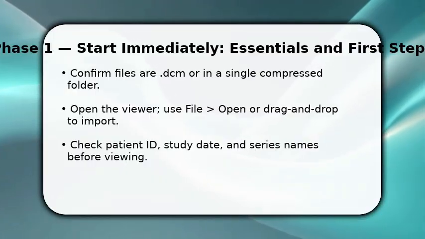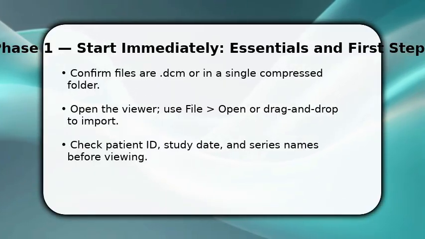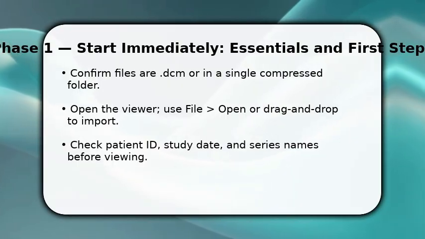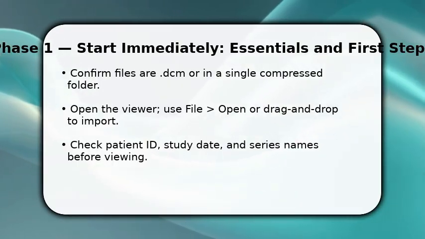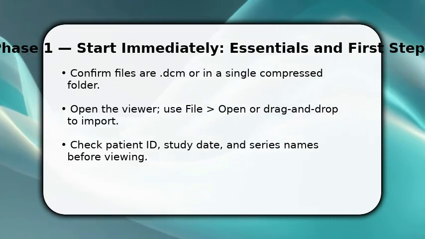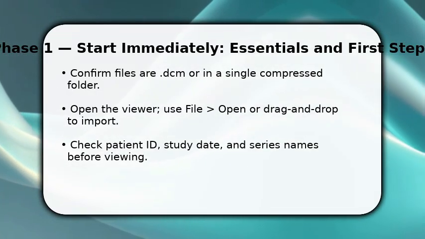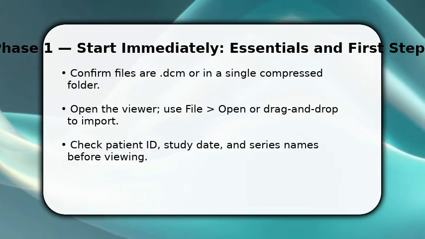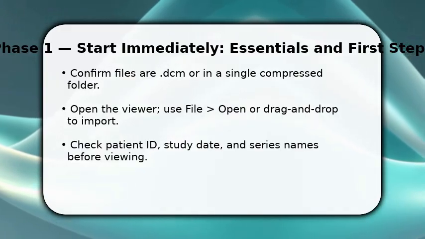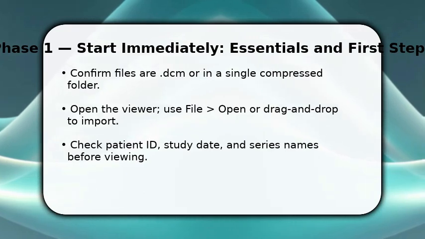You begin by loading the study. Do this now. Open the DICOM Viewer and drag the folder or choose File Open. This groups series automatically. Once done, scan headers for patient ID and study date so you never mix studies. Make sure thumbnails populate. If not, refresh or re-import. You want all series stacked in chronological order to scrub through slices smoothly. This step saves time later and prevents mislabeling, so don't skip the quick header check before proceeding.